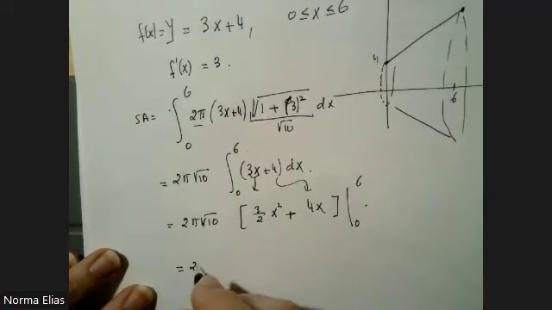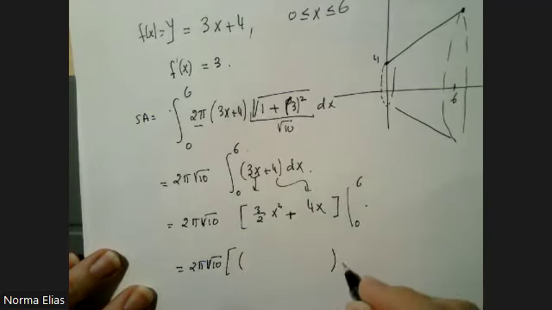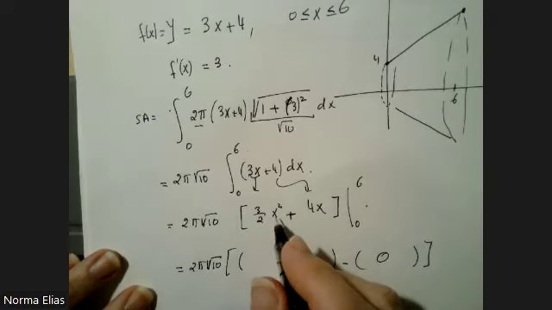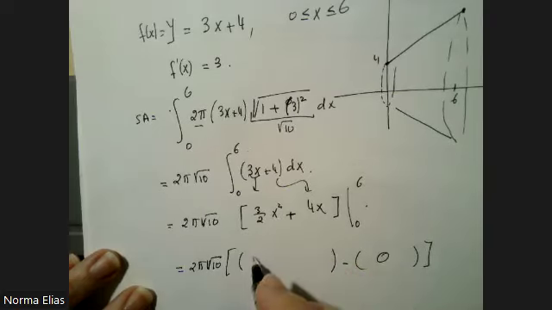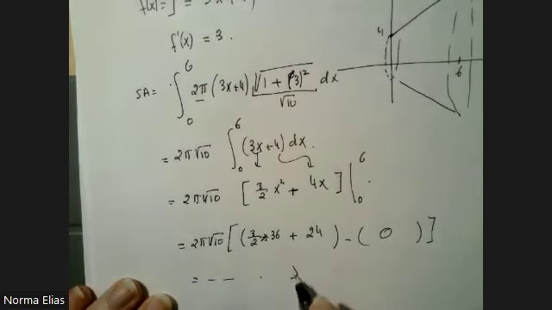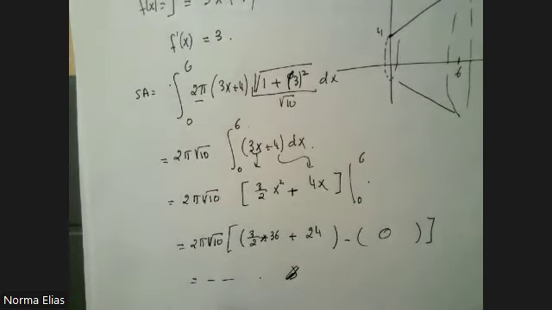And then we will have 2 pi, the square root of 10 times the upper minus the lower. At the lower, it's a 0. At the upper, I will have 3 halves times 36 plus 4 times 6, which is going to give me 24. Equal, you guys do the math. Okay, and the unit is... end of the problem. All right.